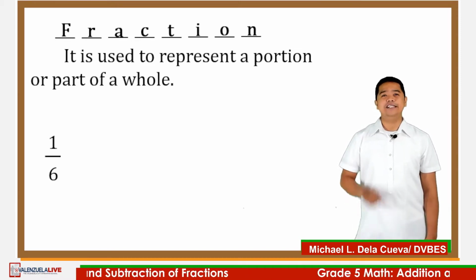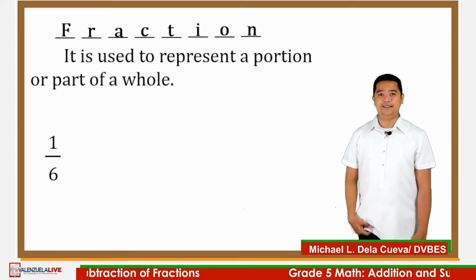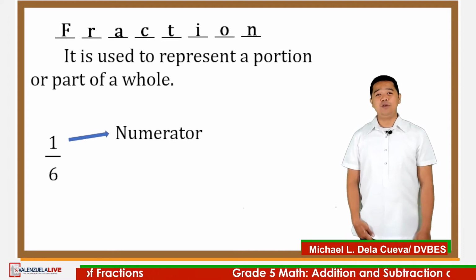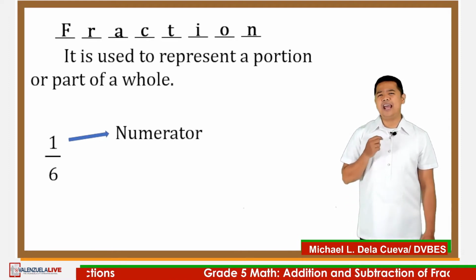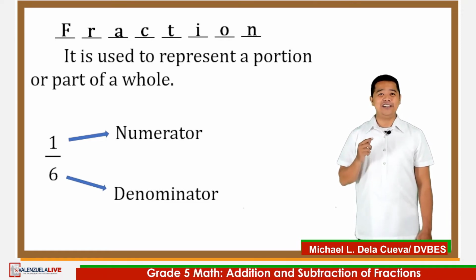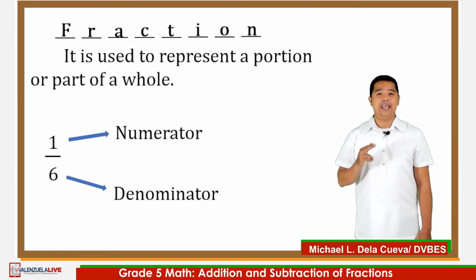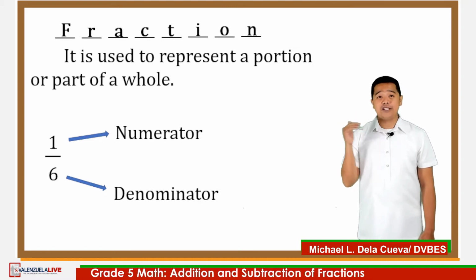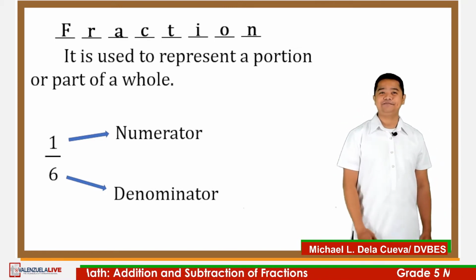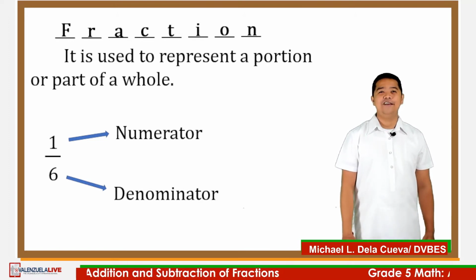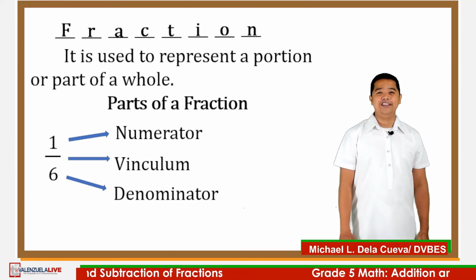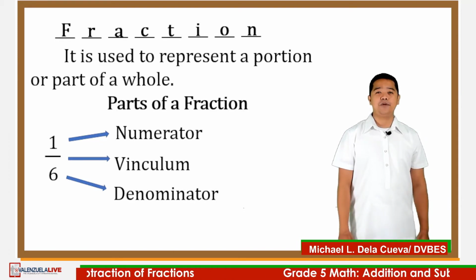And how about 1/6? What do we call the number above the line? Very good. It is what we call the numerator. And how about the bottom number? Very good. The answer is denominator. And how about the fraction bar or the line between the numbers? Very good. This is what we call the vinculum. And these are the parts of a fraction.